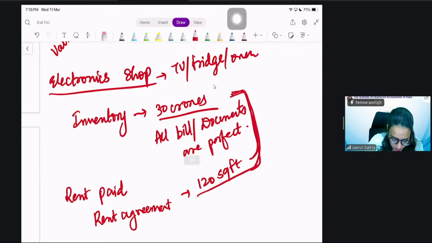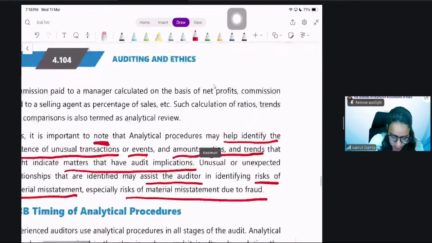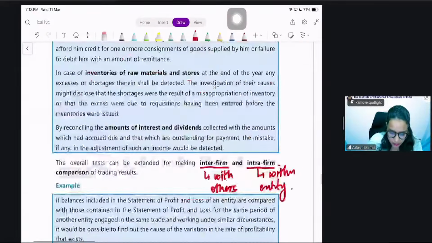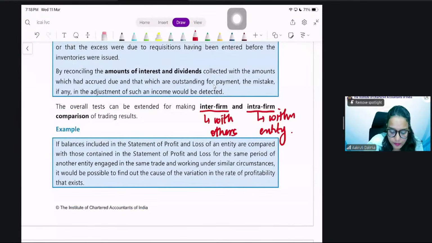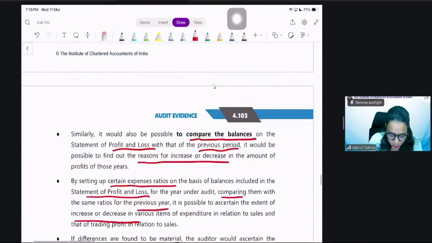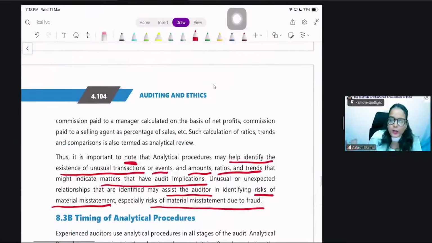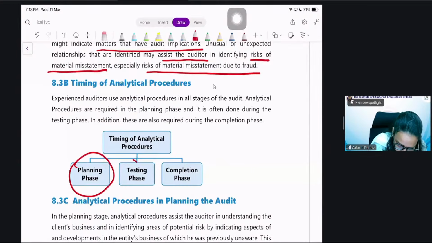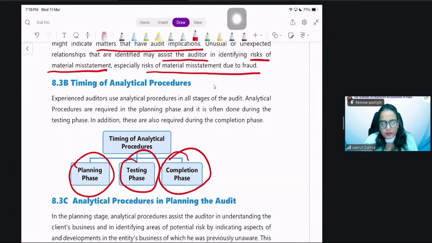Done? So that's it. We are done with this part. What was this part? The purpose of analytical procedures. Purpose is finished. Now tell me, is analytical procedure only used at the end of the audit? No. It is used in the planning phase, in the testing phase, and in the completion phase. Throughout the audit, when planning also, when testing also, when completion also. Completion, why do we use? To get an overall view, to form a conclusion. So analytical procedure is used in all phases.